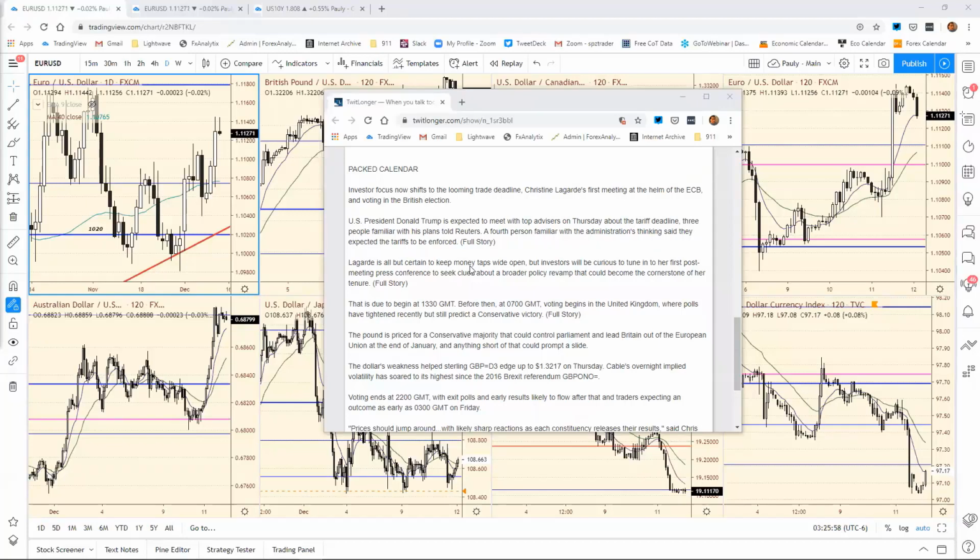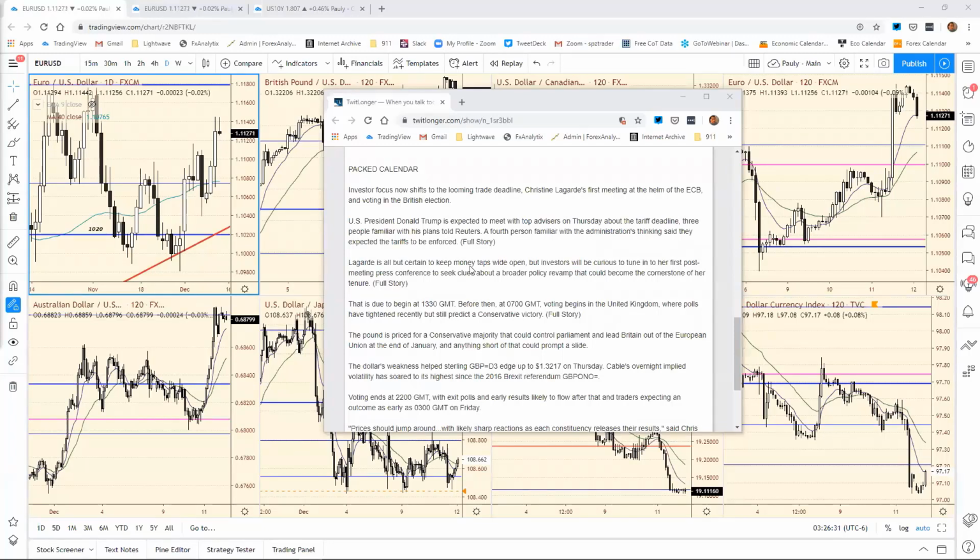Lagarde is all but certain to keep money taps wide open, but investors will be curious to tune in to her post-meeting conference to seek clues about a broader policy revamp that could become the cornerstone of her tenure. That is due to begin at 13:30 GMT. Before then, at 7 GMT, voting begins in the United Kingdom, where polls have tightened recently but still predict a Conservative victory. Pound is priced for a Conservative majority that would control Parliament and lead Britain out of the European Union at the end of January, and anything short of that could prompt a slide.